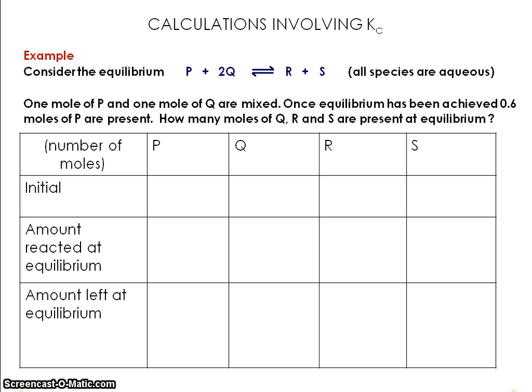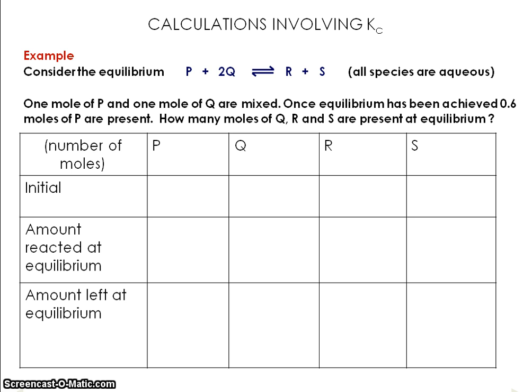So in order to work out how many moles of Q, R and S there are at equilibrium, we need to use the combination of the information in the question and the chemical equation that we've been given. In questions like this, I would suggest that the best way of tackling it is to set out, either in a table like this or just as a series of lines, the initial number of moles of each species, then the amount that's reacted at equilibrium, and then the amount that's left at equilibrium. So this is completely blank at the moment. I'm going to show you the next slide.